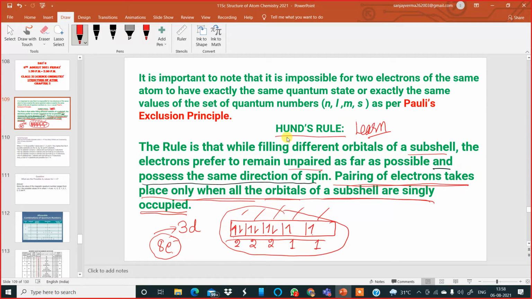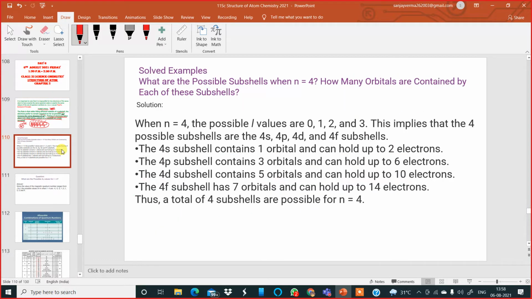Now, after this, moving to the next slide, I have given one solved example over here. The question says, what are the possible subshells when n is equal to 4? This n stands for principal quantum number. Further it is written, how many orbitals are contained by each of these subshells. Now, when n is equal to 4, the possible values of L are 0, then 1, 2, and 3.